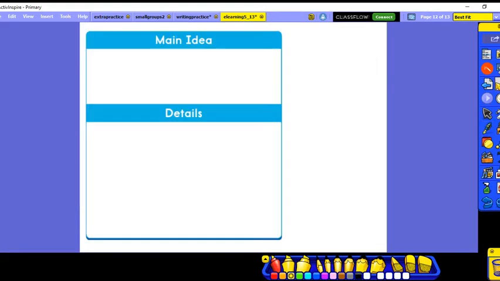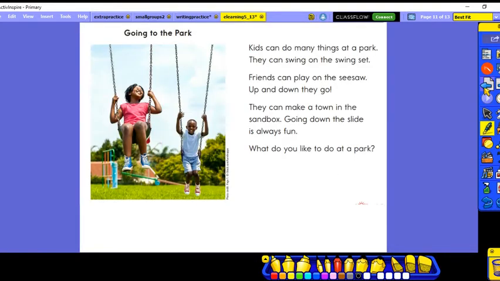All right, let's look and remember what we're looking for in our passage. We're looking for the main idea and important details. The main idea is what the story is mainly about, and the important details tell more about the main idea. So let's go back and look, and we'll highlight main idea and the important details. Okay, so what is the story mainly about? One clue is going to be in the title, Going to the Park. So that gives us a clue. This is about going to the park.